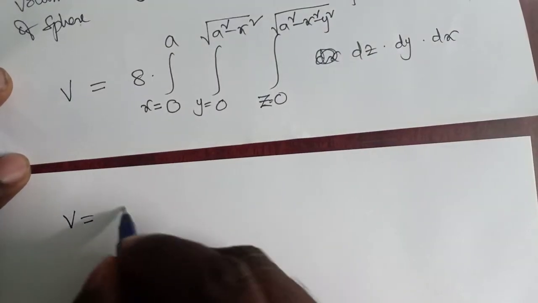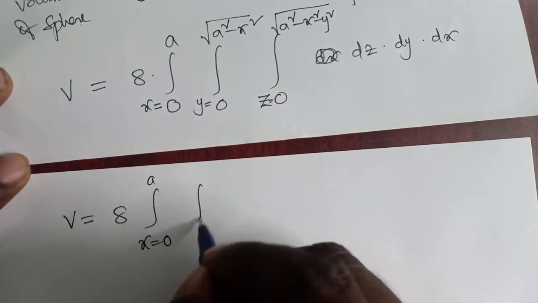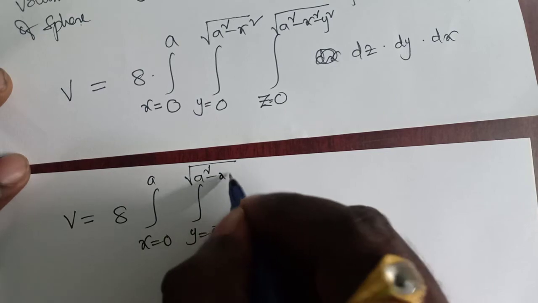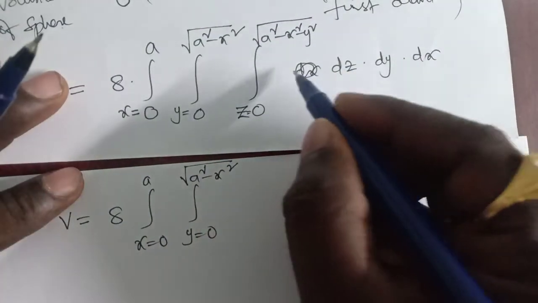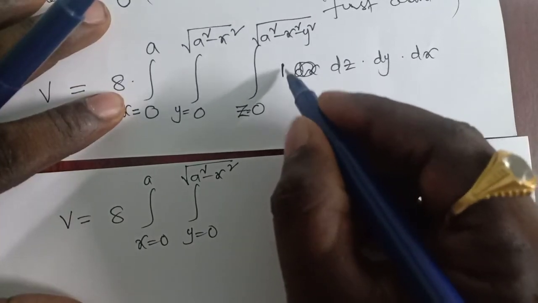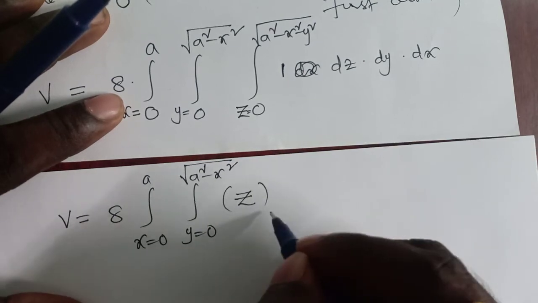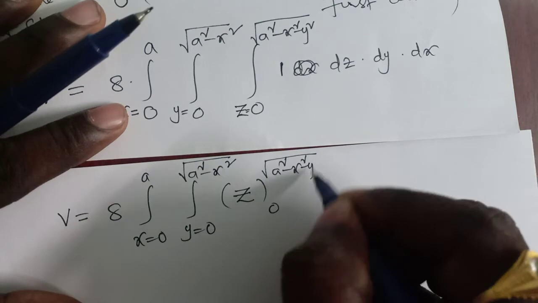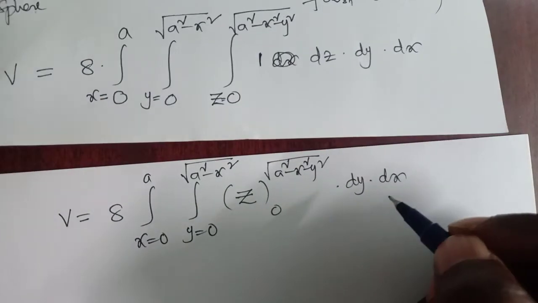So V equals 8 times the integral where the bounds of x range from 0 to a, and the bounds of y range from 0 to root over a square minus x square. And we need to integrate with respect to z first. For the constant 1, what is left is 1, so for 1 it is z, and the bounds are from 0 to root over a square minus x square minus y square, dy dx.